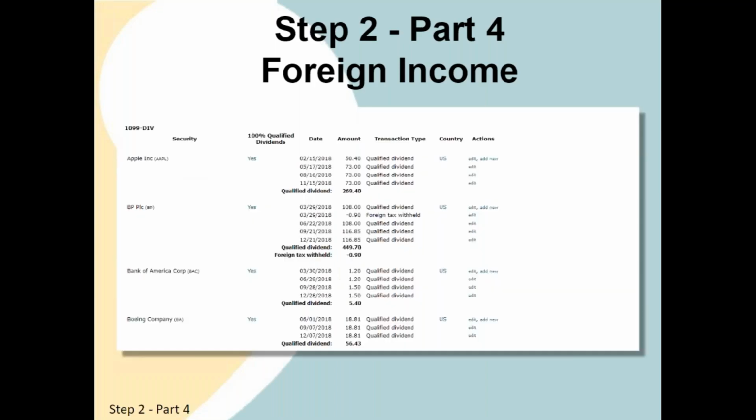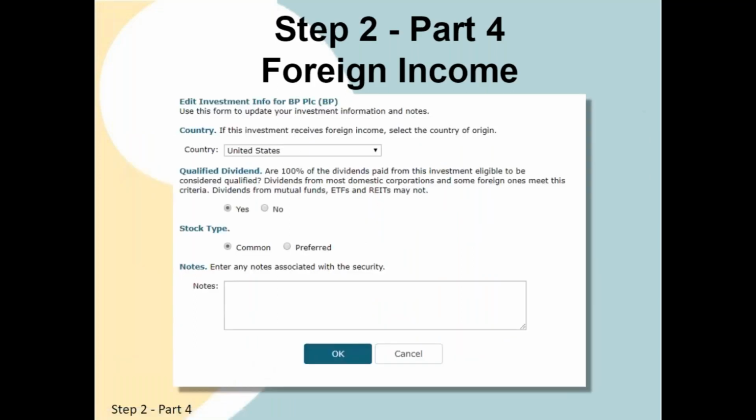If you need to change the country code, here's an example of how you do it. US is listed here for BP. From your broker's 1099, you know that the BP is a United Kingdom company. So what is shown here should reflect that. To fix it, click on the two-letter country designation here. It is a link that will open this form.